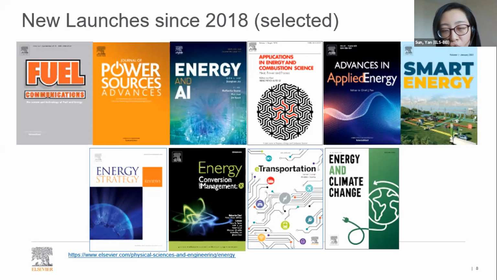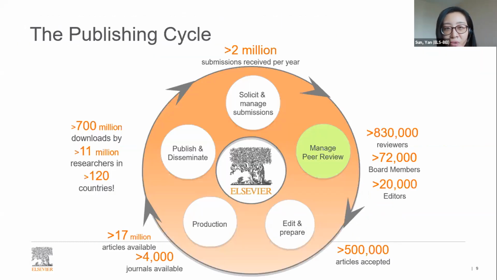And as you can also notice, we have a mirror journal, Energy Conversion and Management X, which follows exactly the same editorial team as our parent journal, Energy Conversion and Management, but provides a Gold Open Access platform for our authors. So I hope you could find some of the journals useful for your research, and we always welcome your submissions to our journals. So without further ado, let me start from the introduction to the publishing cycle.